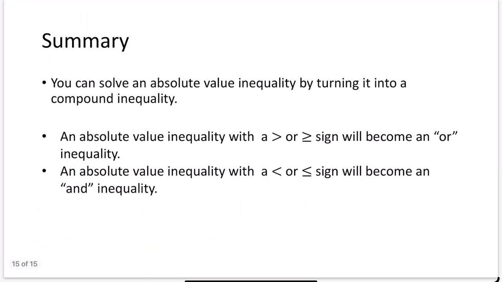So remember, you can solve an absolute value inequality by turning it into a compound inequality. An absolute value inequality with a greater than or equal to sign will become an or inequality. An absolute value inequality with a less than or equal to sign will become an and inequality.